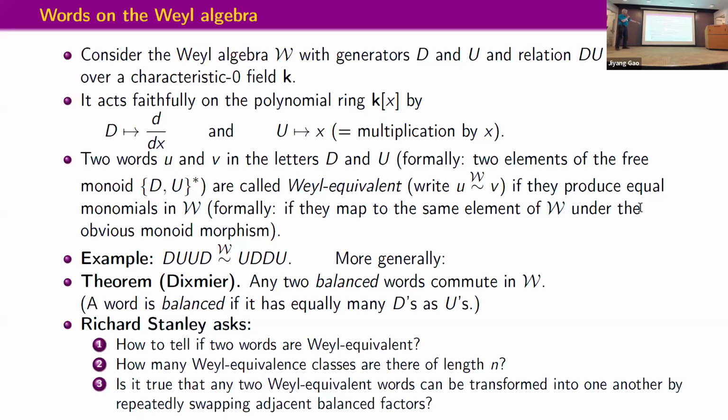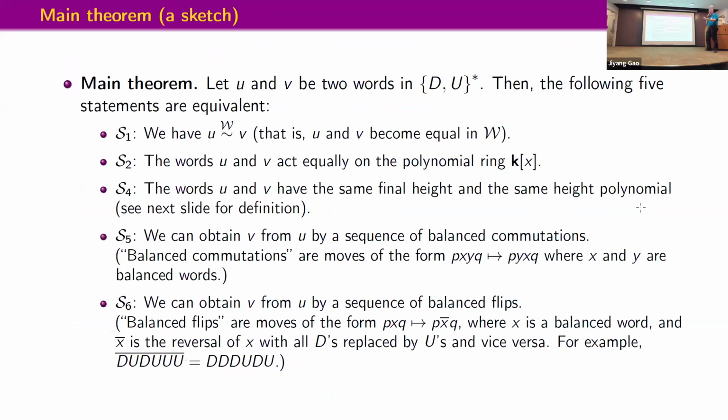But at one of these musicales, like the one last night that Clara Chen was hosting, Richard asked me these questions. How can you tell if two words are Weyl equivalent? How many Weyl equivalence classes are there of a given length n? And is it true that any two Weyl equivalent words can be transformed one into the other by interchanging adjacent balanced subwords? Like we had du ud equals ud du, and that's just swapping du and ud. So the main theorem is that this is true.